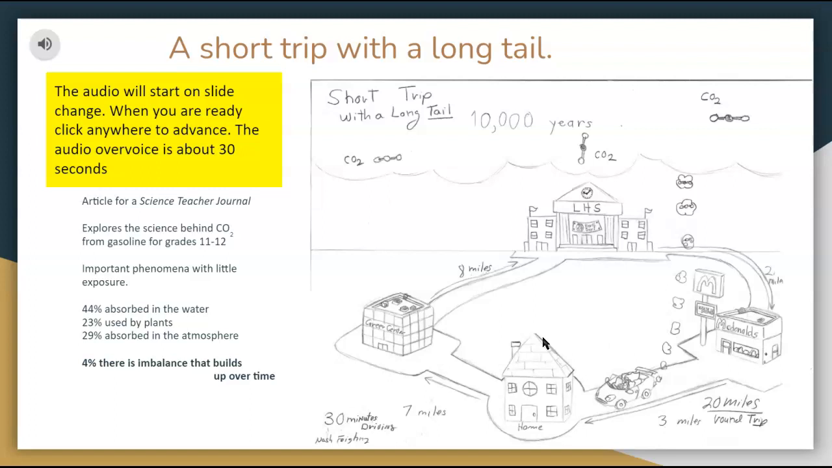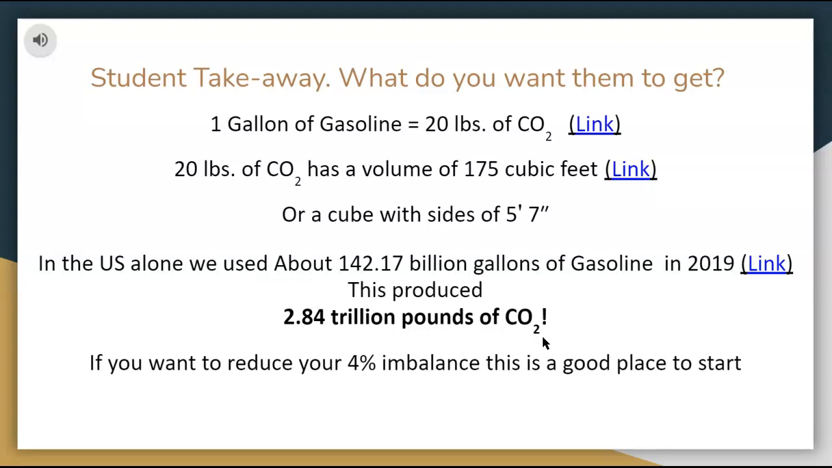Let's take a look at how using gasoline produces carbon dioxide. We want our students to take away that a gallon of gasoline produces 20 pounds of carbon dioxide. That 20 pounds of carbon dioxide has a volume of about 175 cubic feet, or a cube with sides of 5'7". In the U.S. alone, we used about 142 billion gallons of gasoline in 2019. This produced 2.84 trillion pounds of carbon dioxide. If we want to attack that 4% imbalance, this is a good place to start.